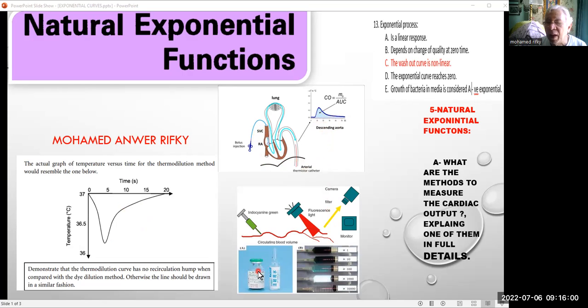This is the indocyanine green injected, and this is the fluorescent exposed, and this is the camera with which we can record the decrease in concentration. These are different concentrations of indocyanine green.